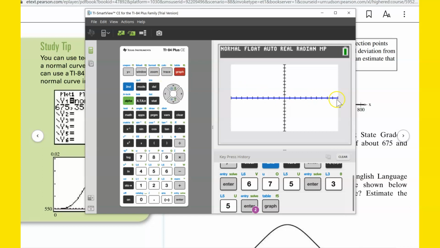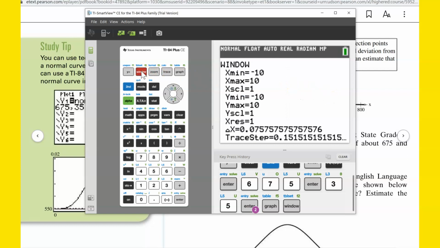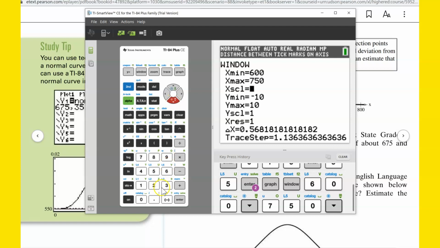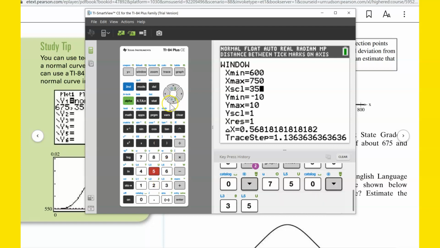The reason this is so flat is because our window is nowhere near where it needs to be. We want it to center on the x-axis at 675, and the standard deviation is 35. Let's say we want to see around 600, and let's go to about, let's say, 750. That'll center it at 675. Let's let the x scale be our standard deviation, 35.